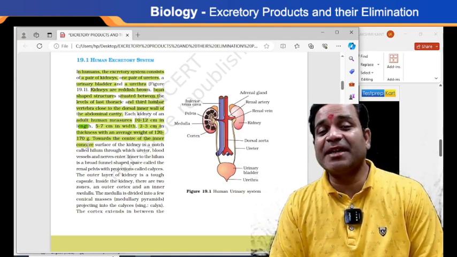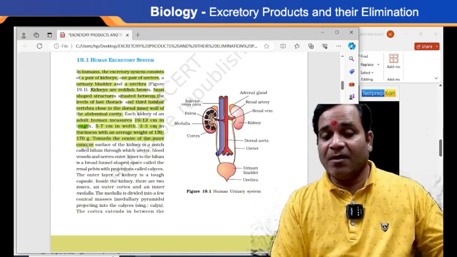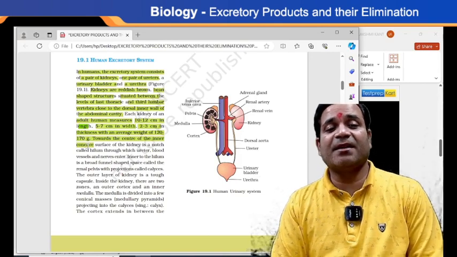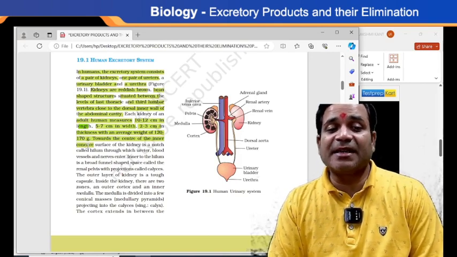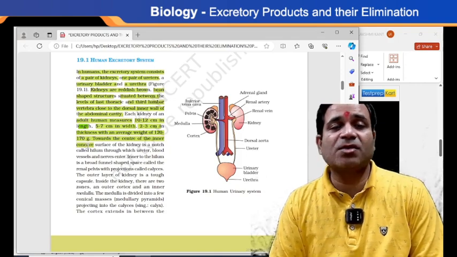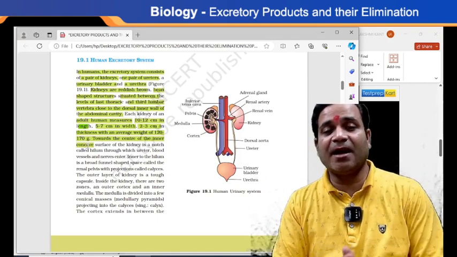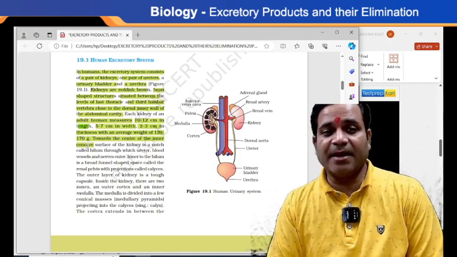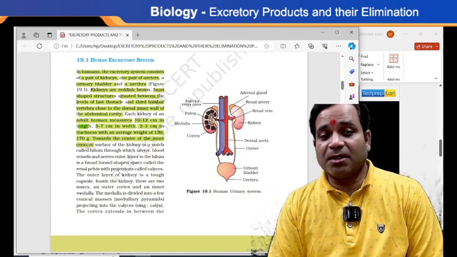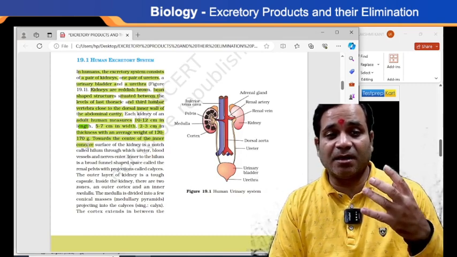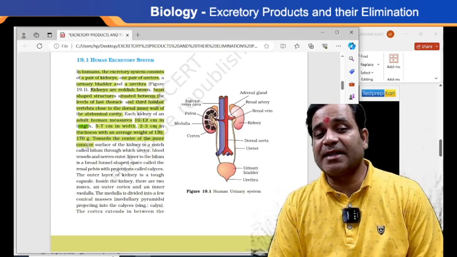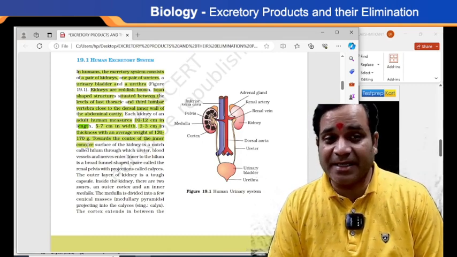much? 10 to 12 centimeter in length, while in width 5 to 7 centimeter, while 2 to 3 centimeter in thickness, my dear. Okay. So these are all the data of the kidney, my dear. And you all know that the average weight of the kidney is 120 to 170 gram, my dear.